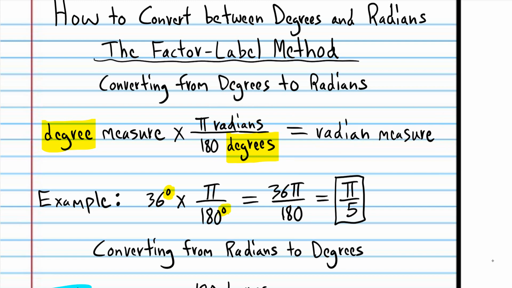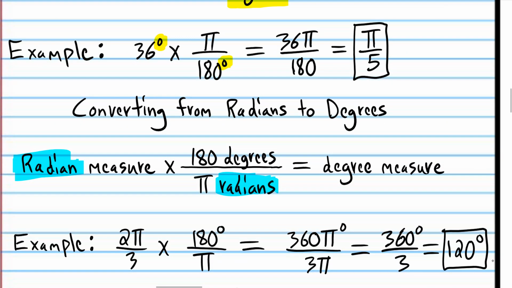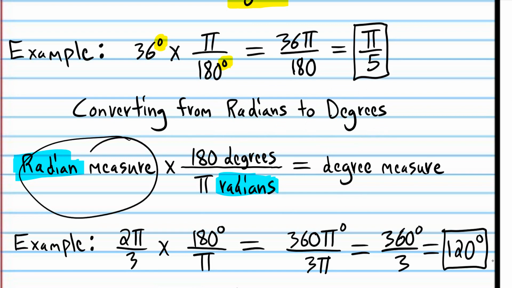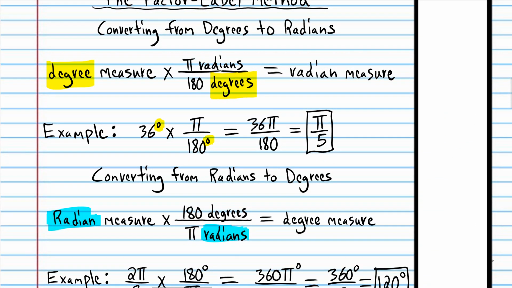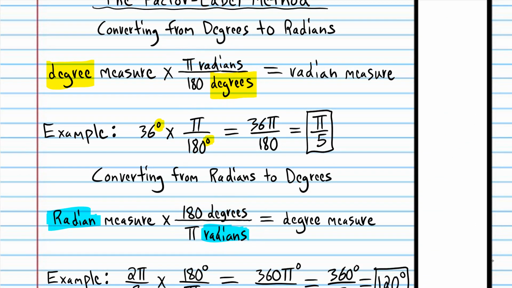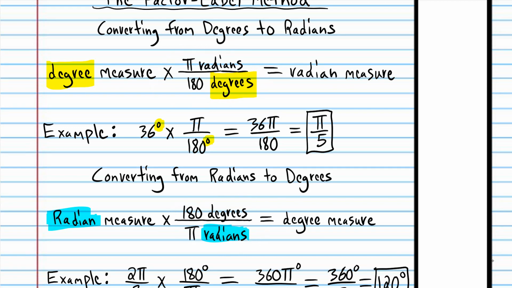So if you want to convert from degrees to radians, you simply multiply your degree measure by pi over 180. It's that simple. On the other hand, if you want to convert from radians to degrees, you multiply your radian measure by 180 over pi. So you just flip the conversion factor. It's the same conversion factor, you just flip it. So this is very easy.